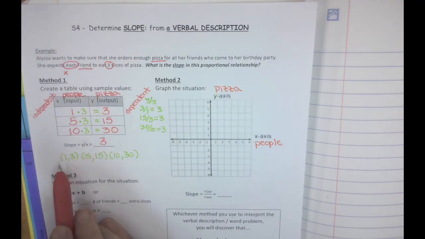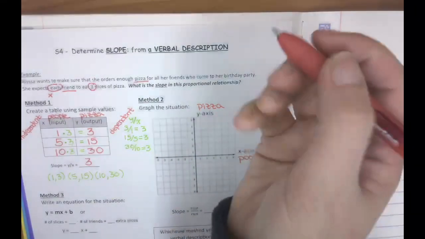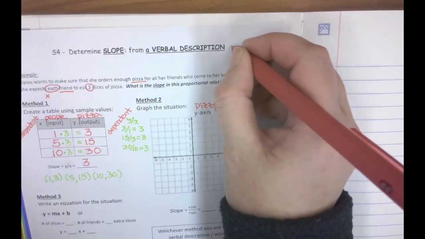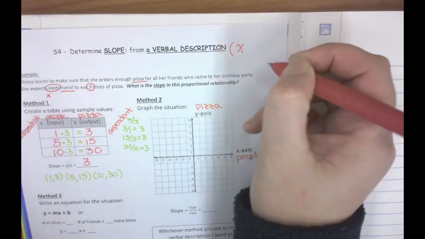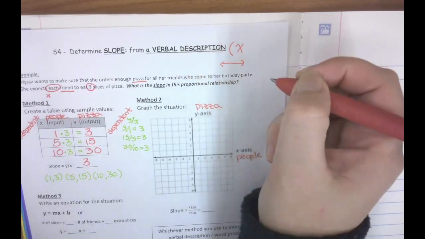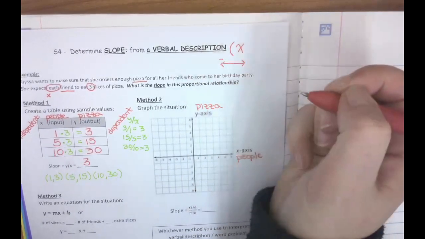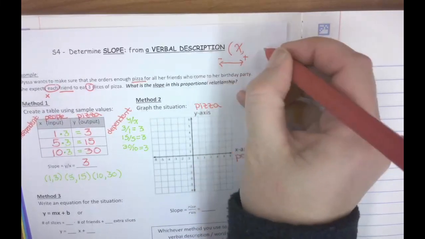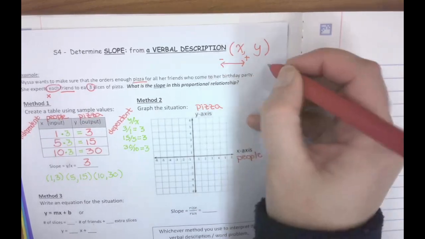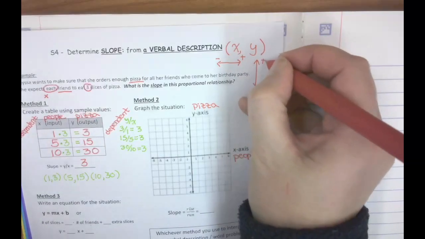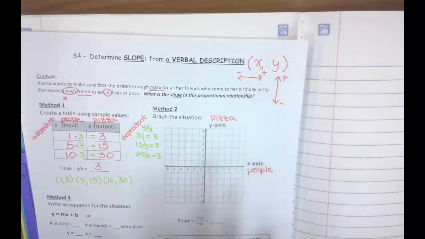So if I plot the point 1, 3, just as a reminder of how we plot points, we'll write this up towards the top of our page here. When I'm plotting a point, I have my x coordinate, and that tells us how far we're going left or right. If we're going to the left, it's represented by a negative number. If we're going to the right, it's represented by a positive number. And then we have our y coordinate. Our y coordinate tells us how far up or down we go. If we're going up, it's positive. If we're going down, it's negative.